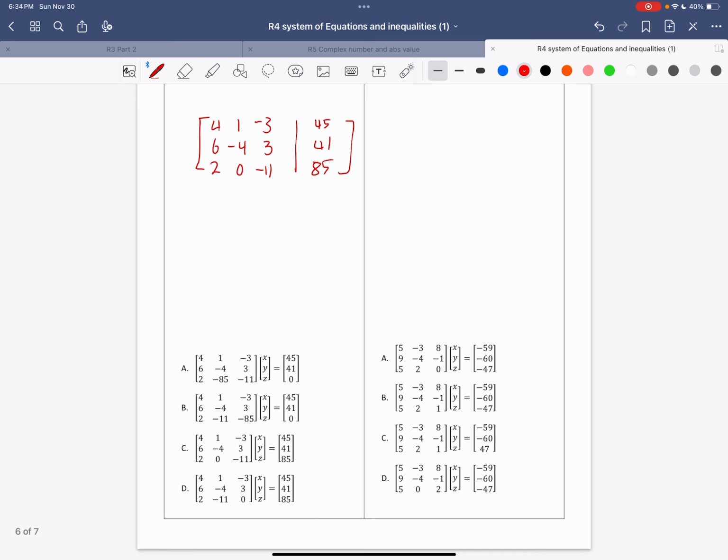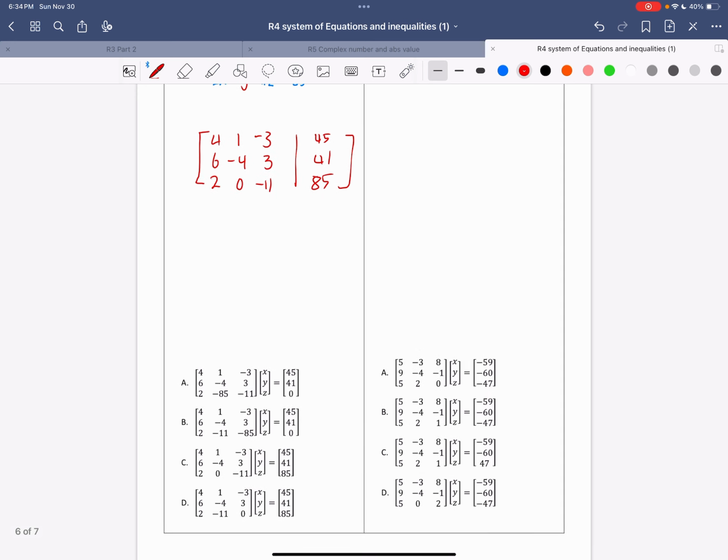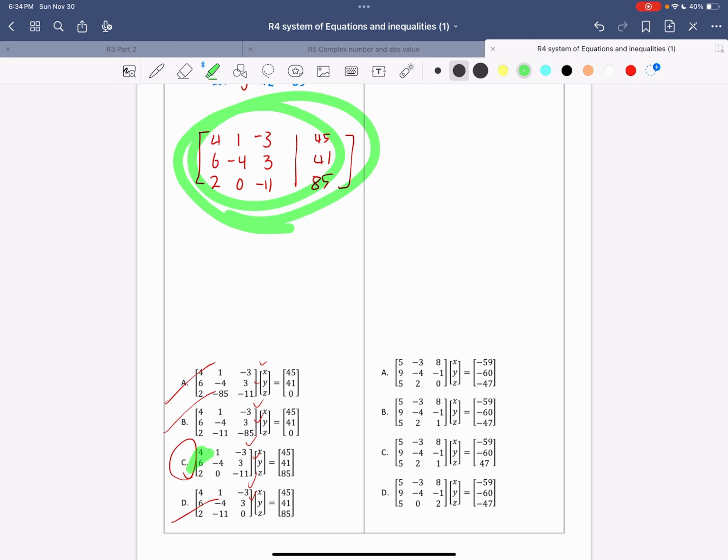So let's see which one gives me this one. So I should have 4, 1, negative 1. 6, negative 4, 3, okay. And 2, 0, negative 11, 85. Yep, the answer is going to be C. Do you see this one exactly matching with this one? So that's going to be the answer.